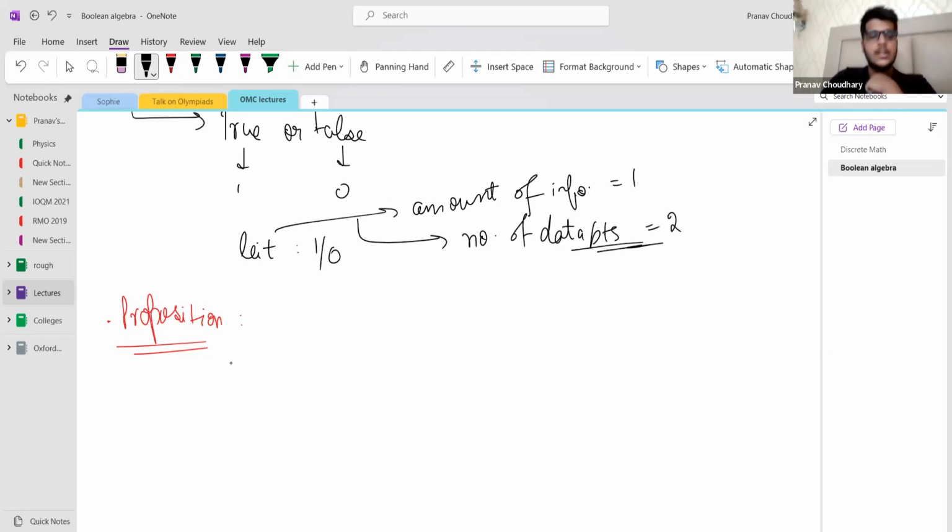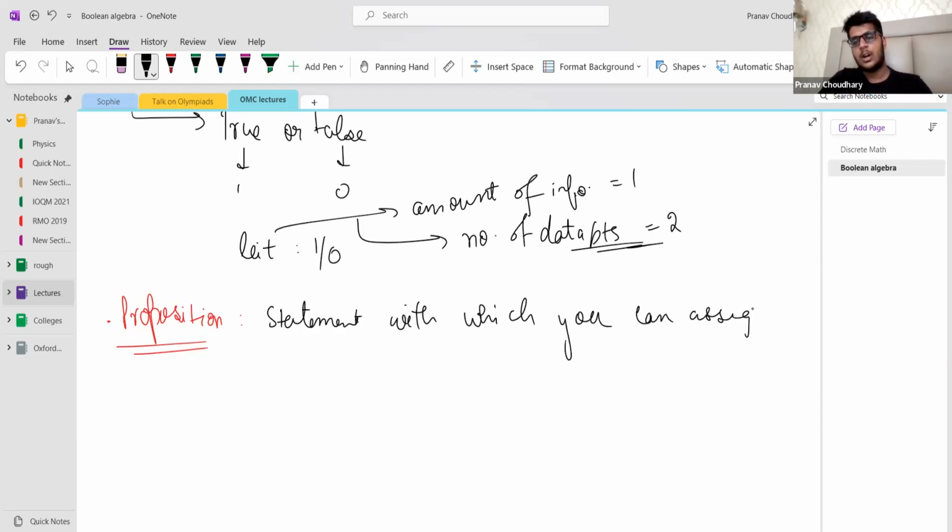Sorry. Yeah. So proposition. This is basically a statement. It can be an English statement or a mathematical statement. It just needs to be a statement to which you can assign a truth value. So a statement which is either true or false is a proposition. It cannot be the case that this statement is 40% true. If there's uncertainty in how true it is, then it is not a proposition.